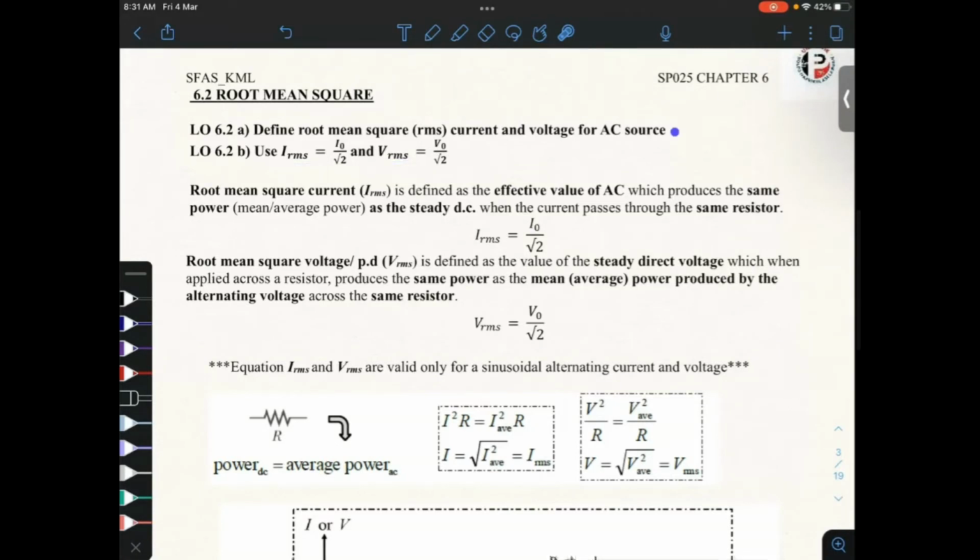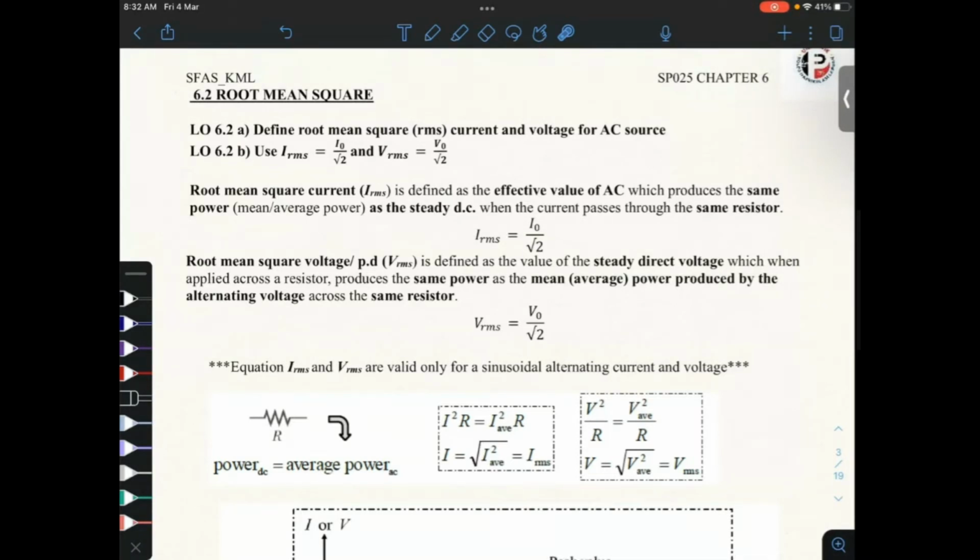Okay, so we have two learning objectives here. Before we look at the definition of root mean square, we want to understand first that in an AC circuit, as the current or voltage is constantly changing direction, the magnitude also changes. Maybe at the second second it is at 2 ampere, and then suddenly at the fifth second it has reached 10 ampere.